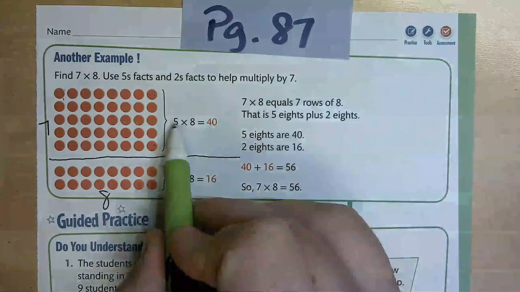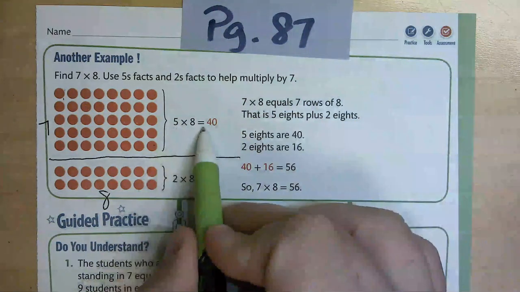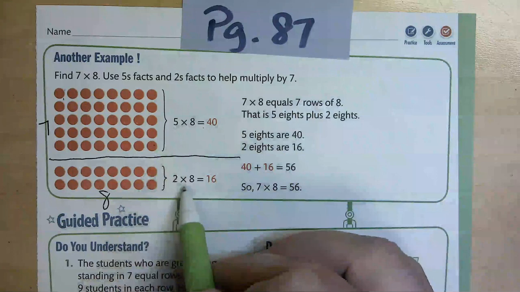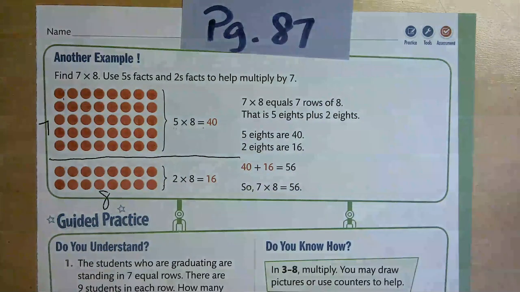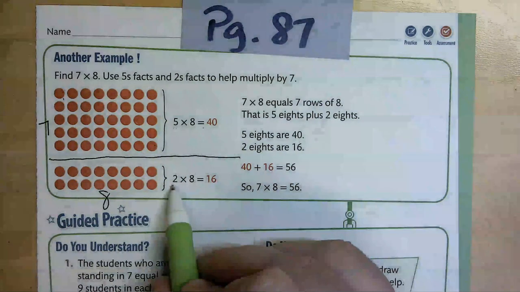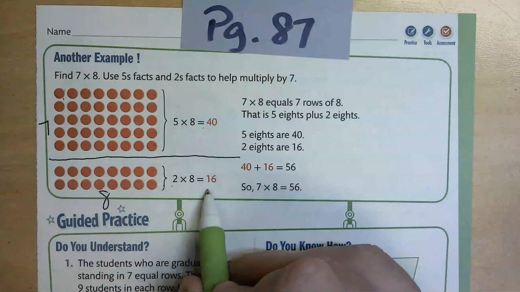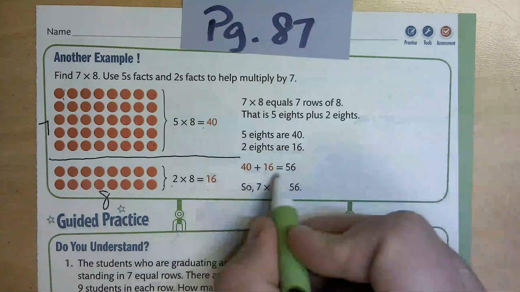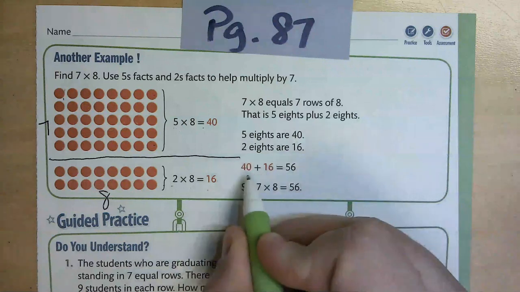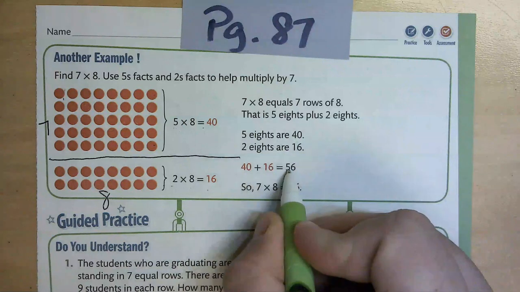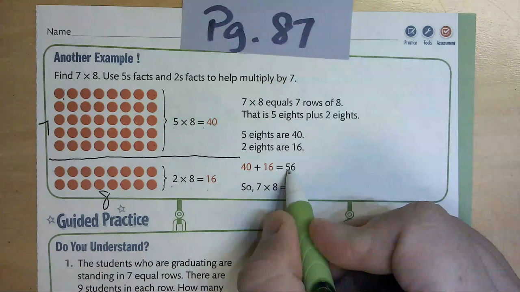All right. So just like before, 5 times 8 is 40. And now I've got a times 2, not a doubles fact, I'm sorry. Not a doubles fact, but a times 2. So we want 8 2 times, and that's 16. Once we've got all of that, now we can add them up. 40 plus 16 is equal to 56.